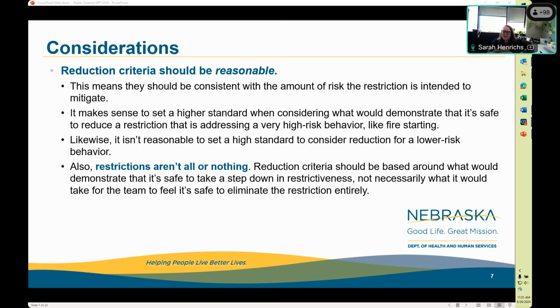Nobody's saying that you have to set the reduction criteria around what it would take for everyone to think it's safe for you to take this person out and buy them a sword. We're saying, what would it look like for it to be safe for us to say, this person can start eating with forks again. We don't have to just go with spoons. Does that make sense? Any questions about that?